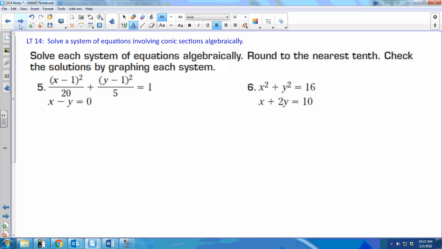All right, so we're going to solve all of these algebraically. I'm not going to make you check them by graphing them. Okay, we're just going to solve them. So in the first example, you have what kind of conic section first?